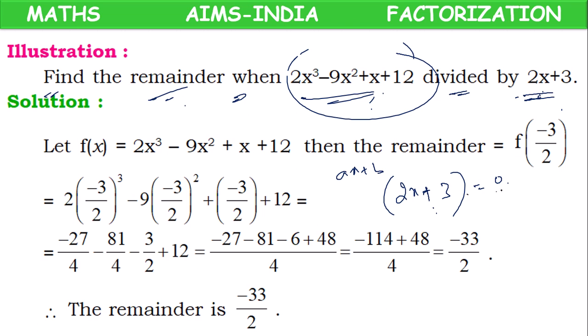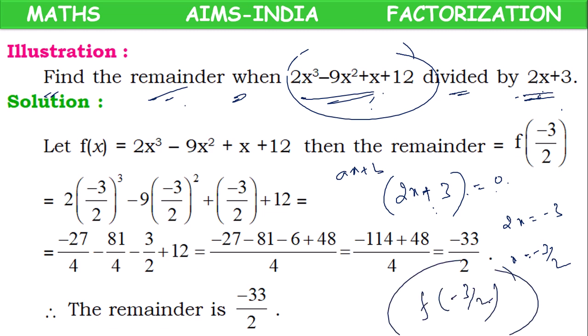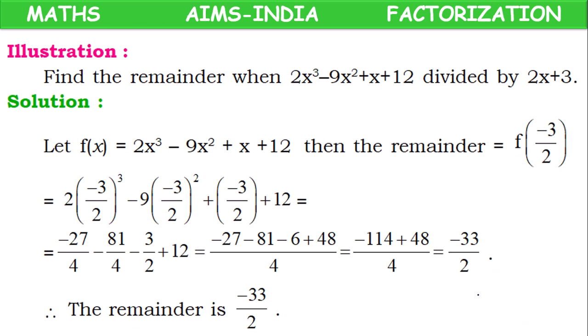We have to assume 2x plus 3 equals 0, 2x equals minus 3, x equals minus 3 by 2. So f(-3/2) will be the remainder. So if f(x) equals this one, then the remainder is f(-3/2). How to calculate f(-3/2)? Just in the place of x, we have to substitute minus 3 by 2.